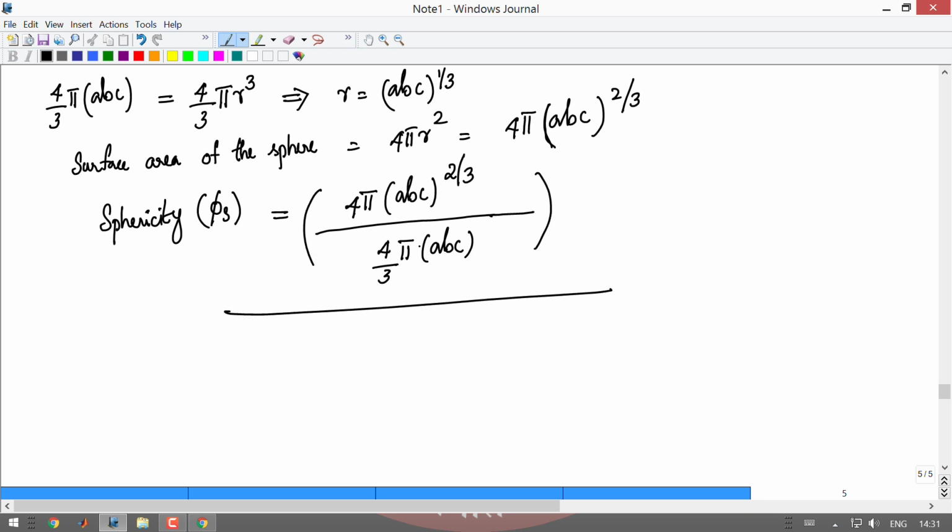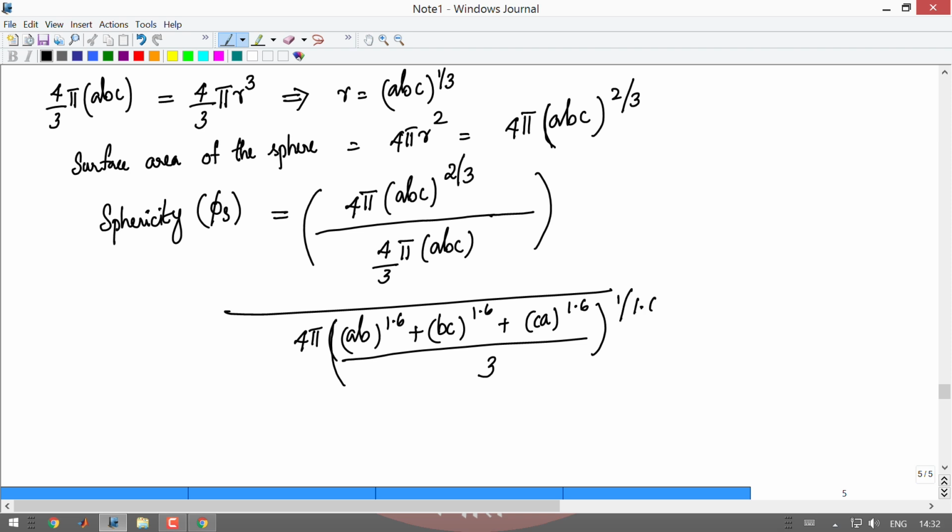So, this whole term is the surface to volume ratio of the sphere. And now if we write for the particle, we know that the surface area is 4 pi times AB to the power of 1.6 plus BC to the power of 1.6 plus CA to the power of 1.6, divided by 3, whole to the power of 1 by 1.6. This is the surface area, and we need the volume. Volume is 4 by 3 pi times ABC.